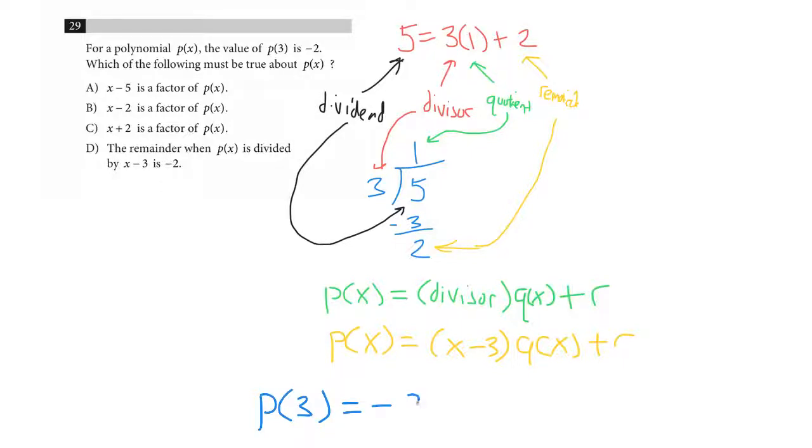negative 2, which also, since p of x equals this whole thing, p of 3 should also be 3 minus 3 times q of 3. I'll just make this green too. Plus the remainder. Right, so p of x equals this whole thing here. P of 3 equals negative 2, but p of 3 also equals this whole thing when you put 3 in for x, right? And that's what we're doing there.